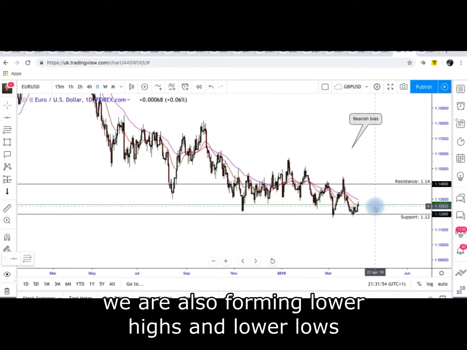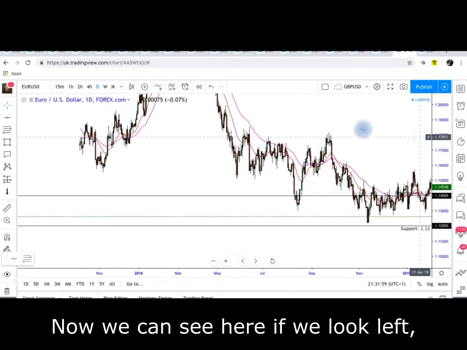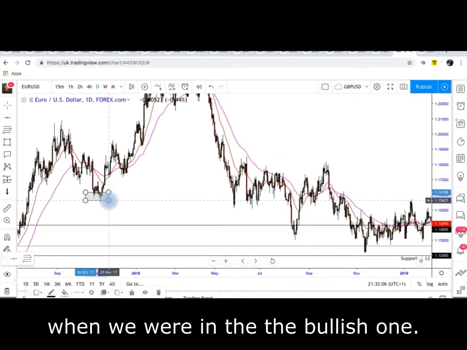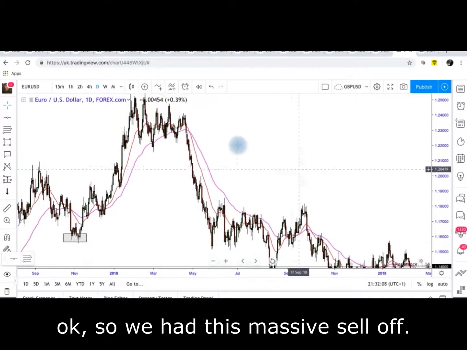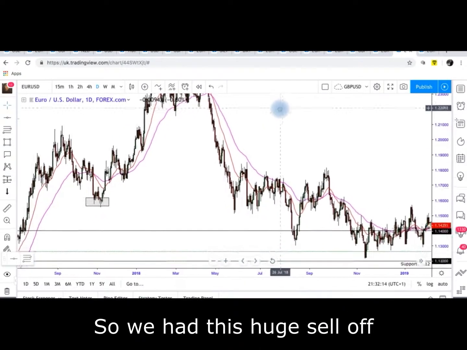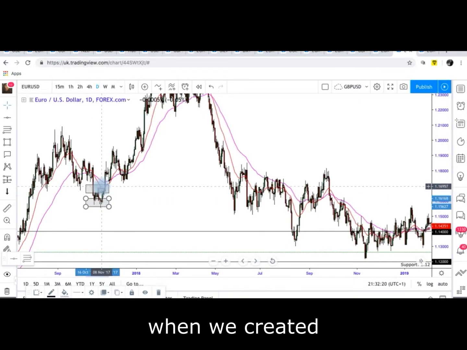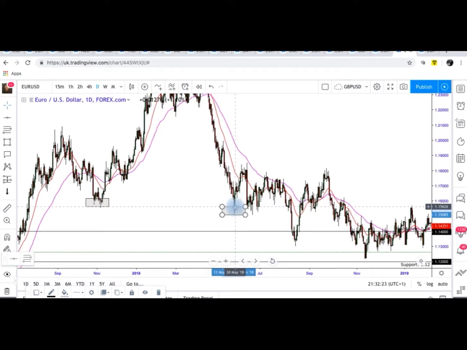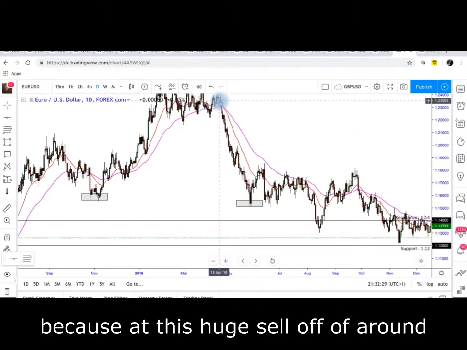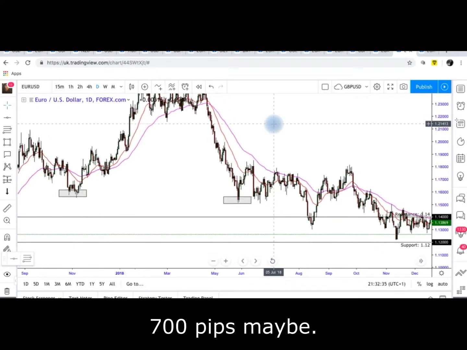Now, as you can see on the daily, we are also forming lower highs and lower lows, which also suggests our bearish bias. If we look left, this was our most recent higher low when we were in the bullish run. Okay, so we had this massive sell-off. We've already cleared up why price came exactly to here. So we had this huge sell-off, and everything really changed for this particular pair when we created this new lower low. So this changed the entire sequence. We would have seen anyway that it was bearish because we had this huge sell-off of around 700 pips maybe.